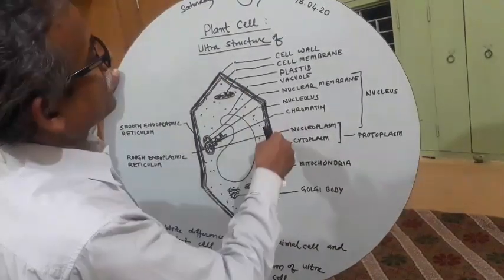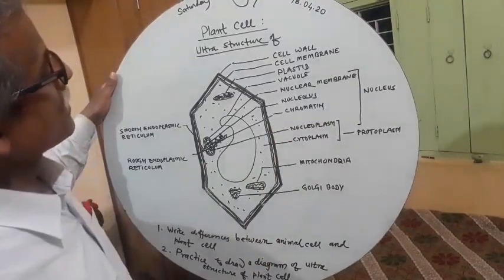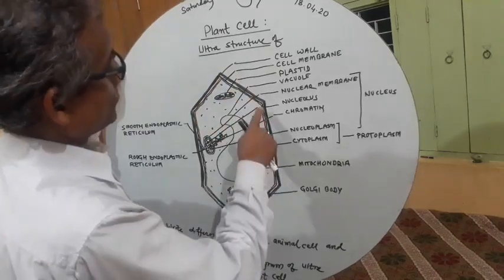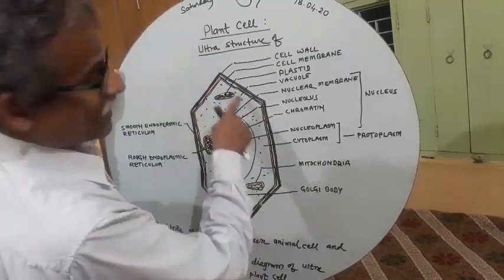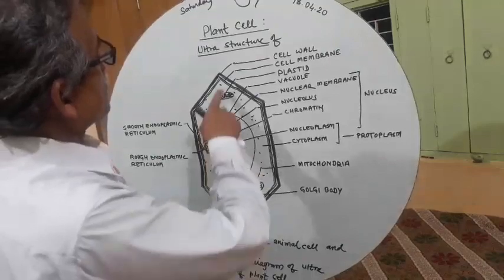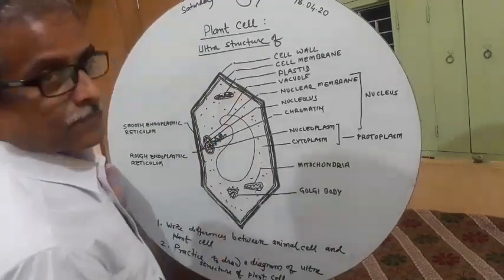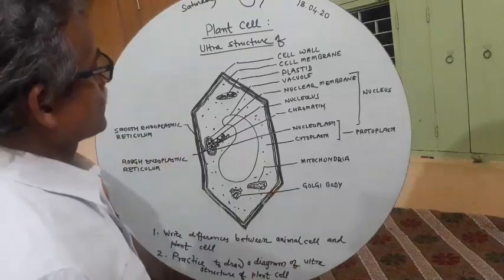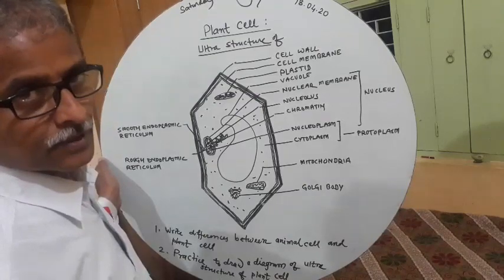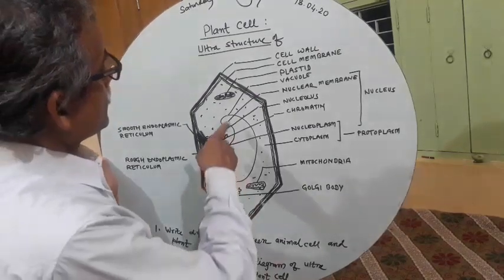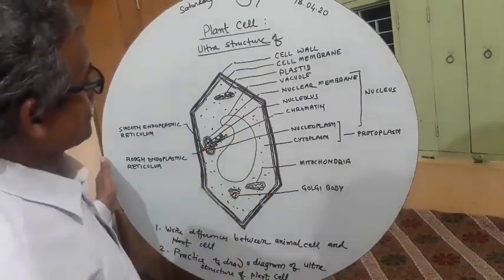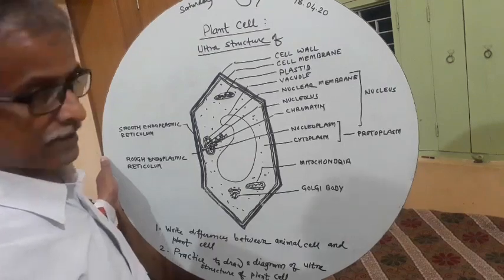Just inside the cell wall, there is cell membrane, unit membrane, two-layered membrane of plant cell, you can see here. This cell membrane encloses the cytoplasm. In this cytoplasm, there are some cell organelles and cell inclusions.